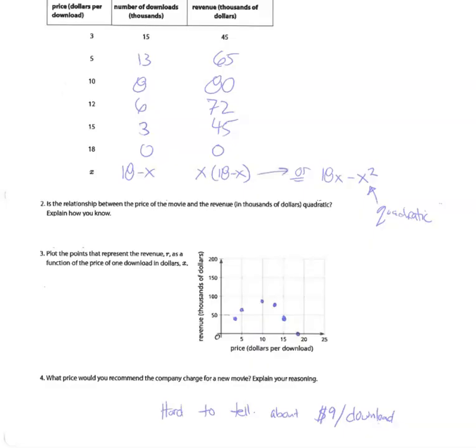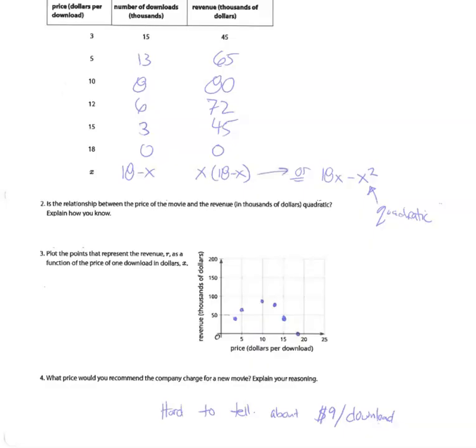So you are looking at this idea of where is that sweet spot. So once we plot all these points, it says, what is that sweet spot? What price would you recommend the company charge for a new movie? Explain your reasoning. So it's kind of hard to tell here, but the vertex is actually going to represent when you're going to have the most revenue. And the vertex on here looks like it's about $9 or $10. And so, as I said, my reasoning is you look at the vertex.